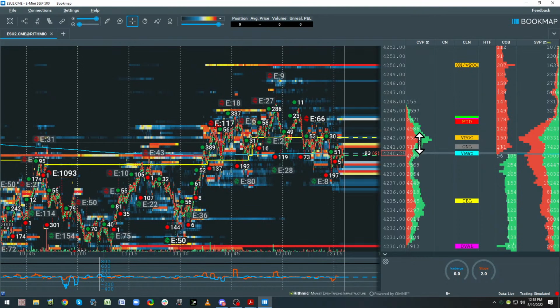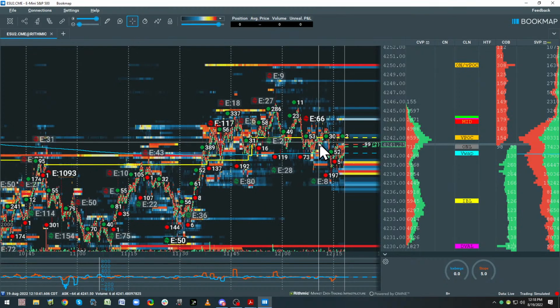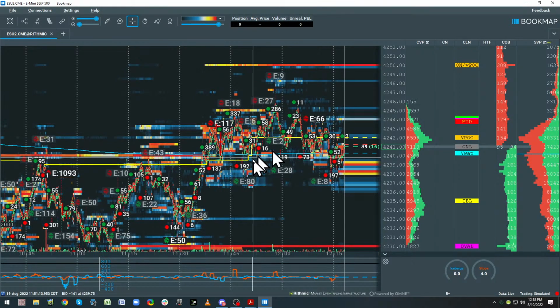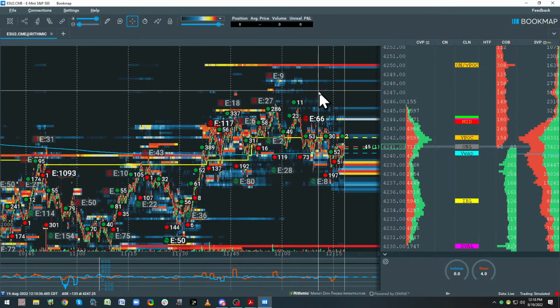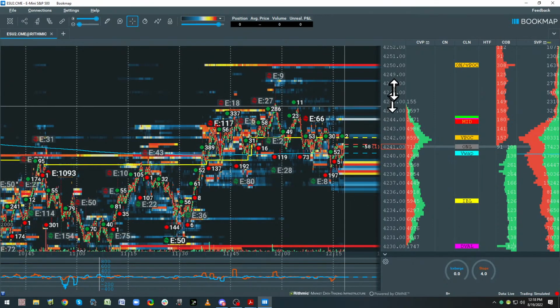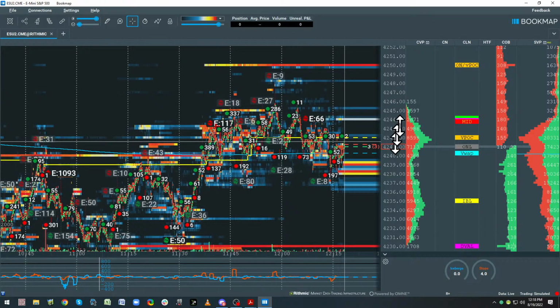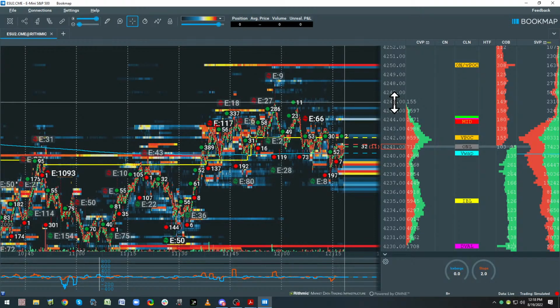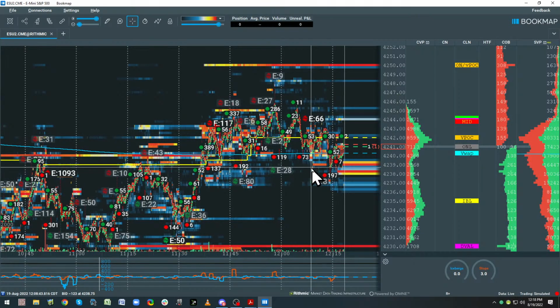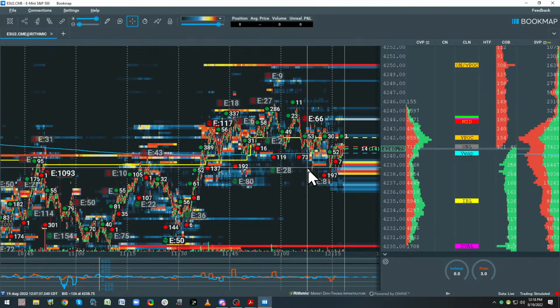So I started looking at this VPOC migration, and I was interpreting it, saying, well, what does this mean? Why would it shift up? Let's just say it shifts here. And then it would shift down here. I go, well, what's that telling us? And let's just say we had some disagreements about the interpretation. So, apparently I didn't stay there.